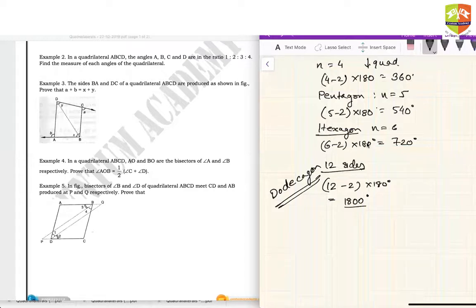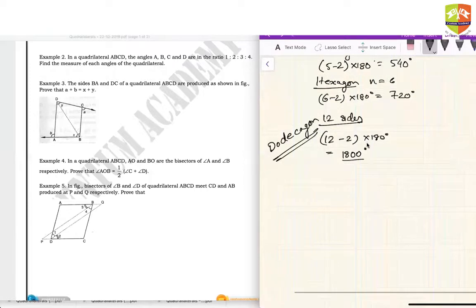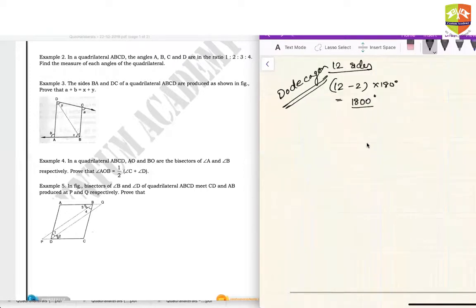Who's the person who's asking the question? I didn't recognize you. Sir, I'm Harshvardhan. Oh, hi. So tell me, what is this? So 360 by n is for exterior angle. State the theorem. If n is the number of sides in a regular polygon, then each angle is going to measure 360 by n degrees.